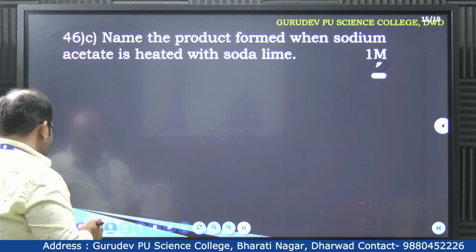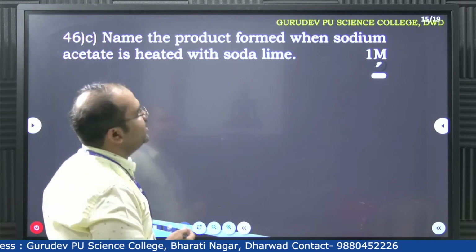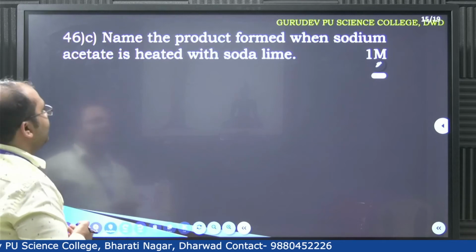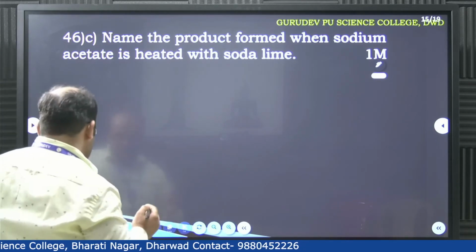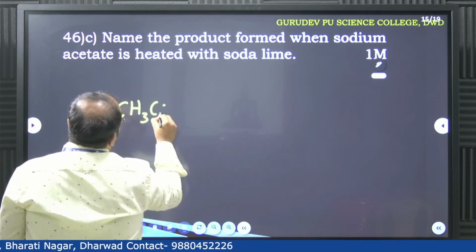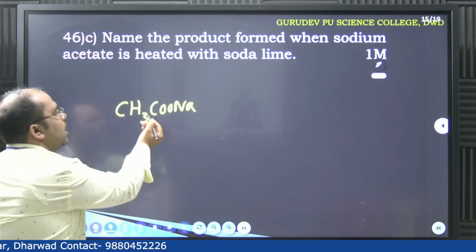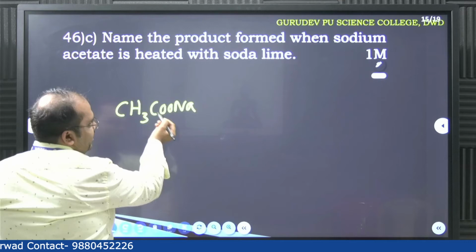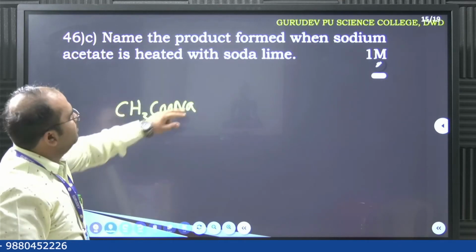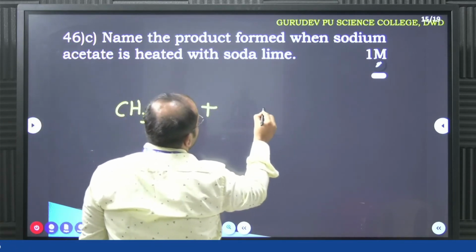Next, name the product formed when sodium acetate is heated with soda lime. So when sodium acetate is heated with soda lime, what is the product formed here? Let us consider sodium acetate, or acetic acid, which we can write as CH3COONa. Here one H is removed and sodium substitutes for it. So sodium acetate is heated with soda lime.